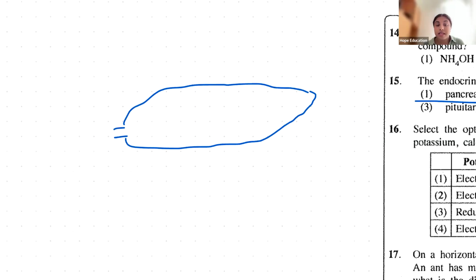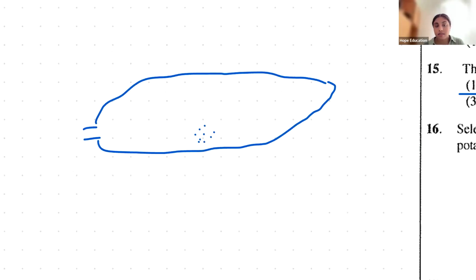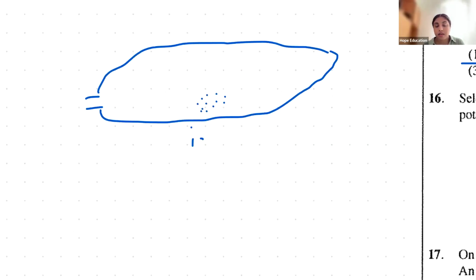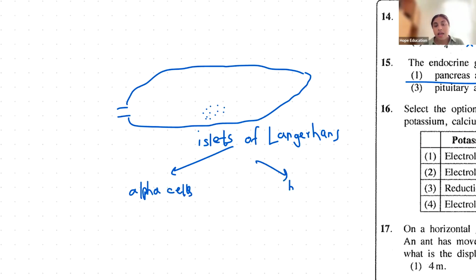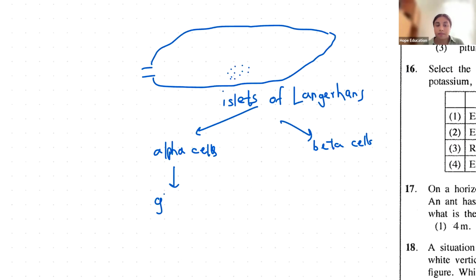In the pancreas, there is a group of cells called the islets of Langerhans. In the islets of Langerhans, there are alpha cells and beta cells. Alpha cells secrete glucagon. Yes, that is correct. And beta cells secrete what? What hormone do beta cells secrete?